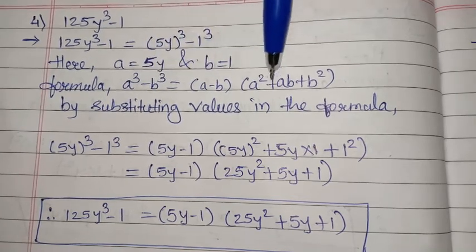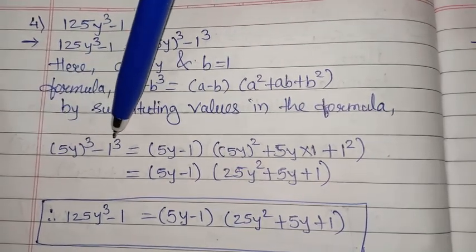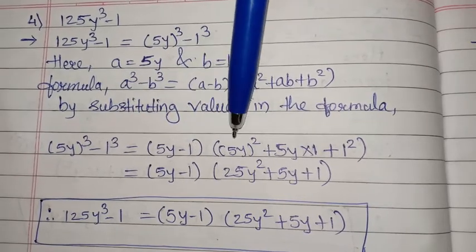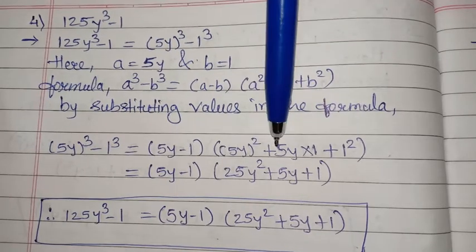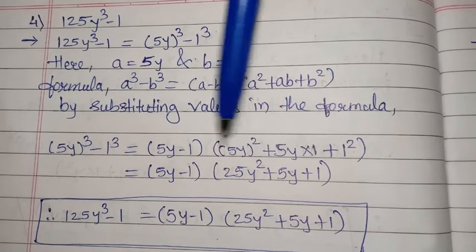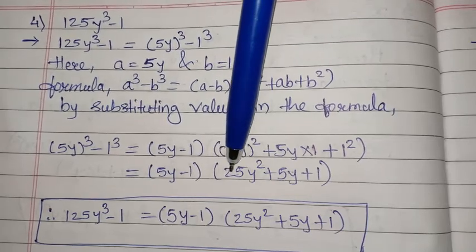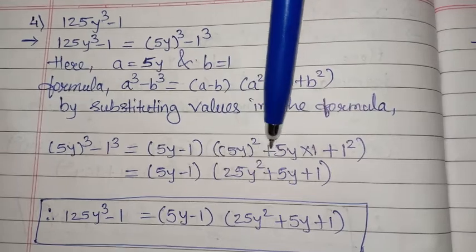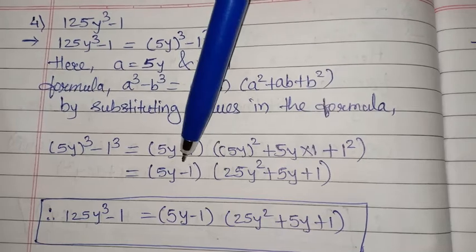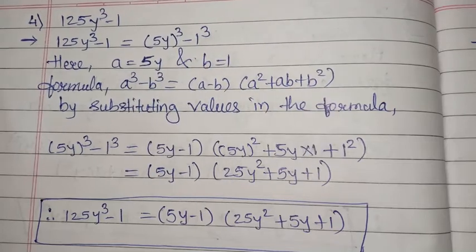Now formula you have to write in next step by substituting values in the formula. 5y cube minus 1 cube is equal to a minus b means 5y minus 1, a square means 5y square plus ab means 5y into 1 and plus b square means 1 square. Next step, first bracket will remain as it is. Second bracket solution is 5 square is 25, so 25y square and 5y into 1 is 5y plus 1 square is 1. Now this is final answer. Write it in front of given question and put it in box.